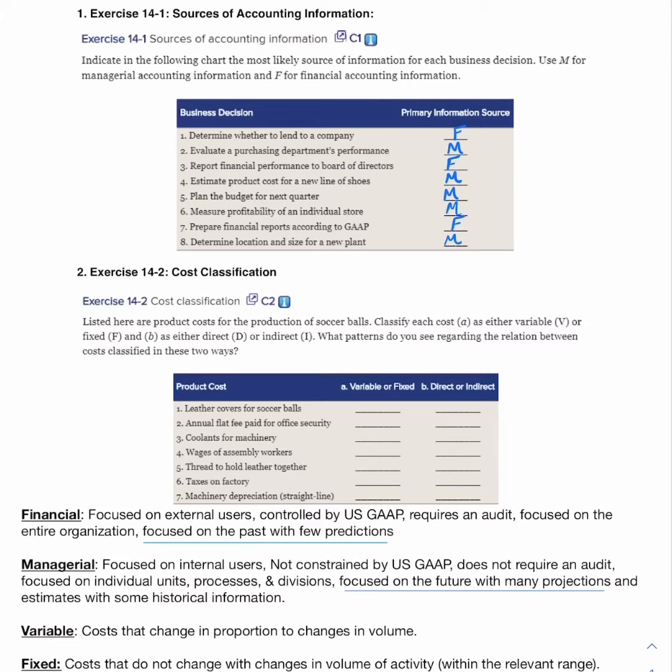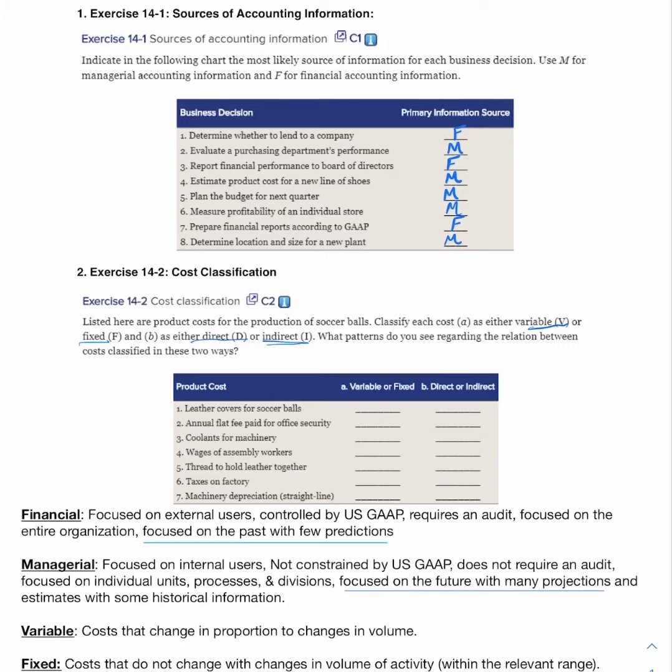Now, the very next thing that we want to look at is exercise 14-2. So here what we're seeing is we're trying to determine a couple of things. We're trying to determine first, do we have a variable cost or a fixed cost? And is that a direct cost or an indirect cost? So these are terms we're going to be seeing popping up all throughout the rest of the semester. So let's take some time now, really get acquainted with what they mean in the context of this course.